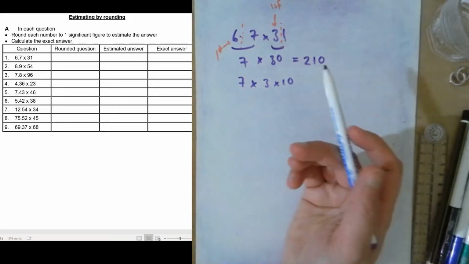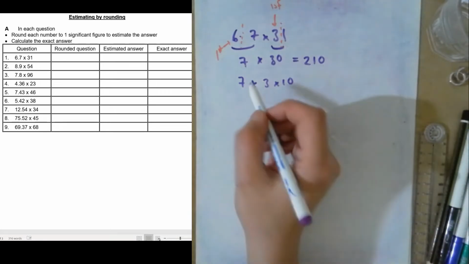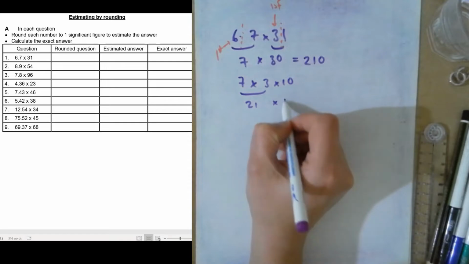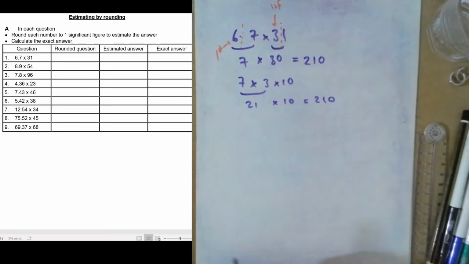I don't actually go through my 30 times table. I know my 3 times table. So it'd be 21 times 10, which is 210. Okay, hopefully that makes sense.